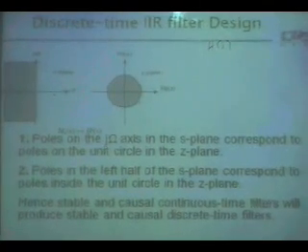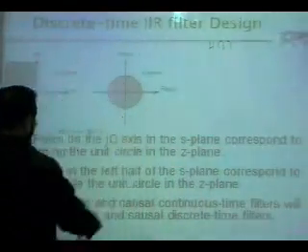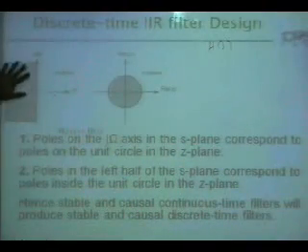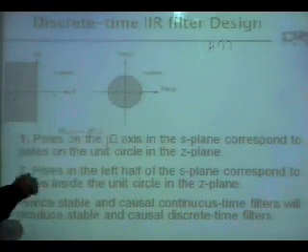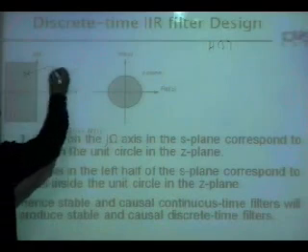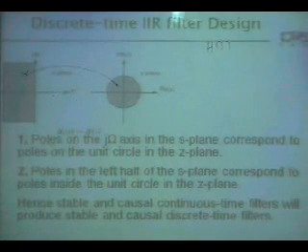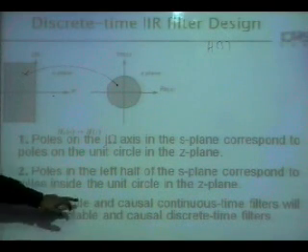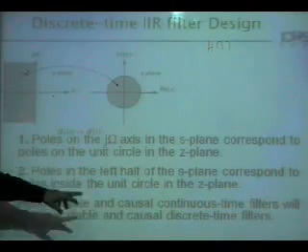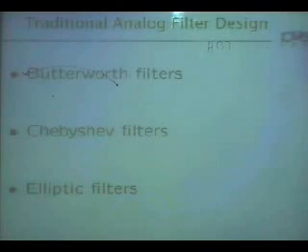So all the poles on the j omega axis in S plane means this, but a pole in the left hand side of the S plane corresponds to a pole inside the unit circle. So if a pole exists here, it should map a pole into the unit circle, because in S, stability means a pole in the left hand side S plane. So hence a stable and causal continuous time filter will produce a stable and causal discrete time filter. This is what you need to guarantee. A method must guarantee this.